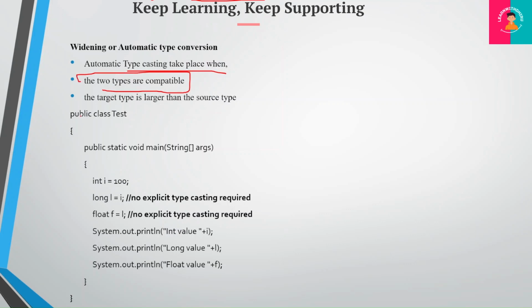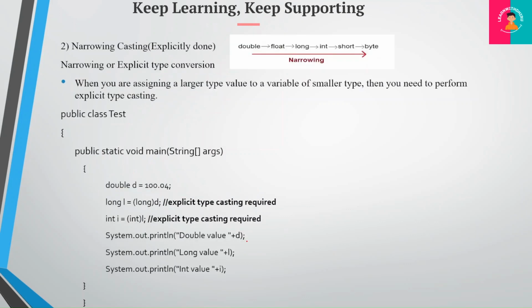So this is our program. I'm creating a class Test, and this is my public static void main. Here I have declared my int i equal to 100 and long l equal to i. So no explicit typecasting is required. I'm just assigning my i to l and it will happen automatically. I can print my data here.